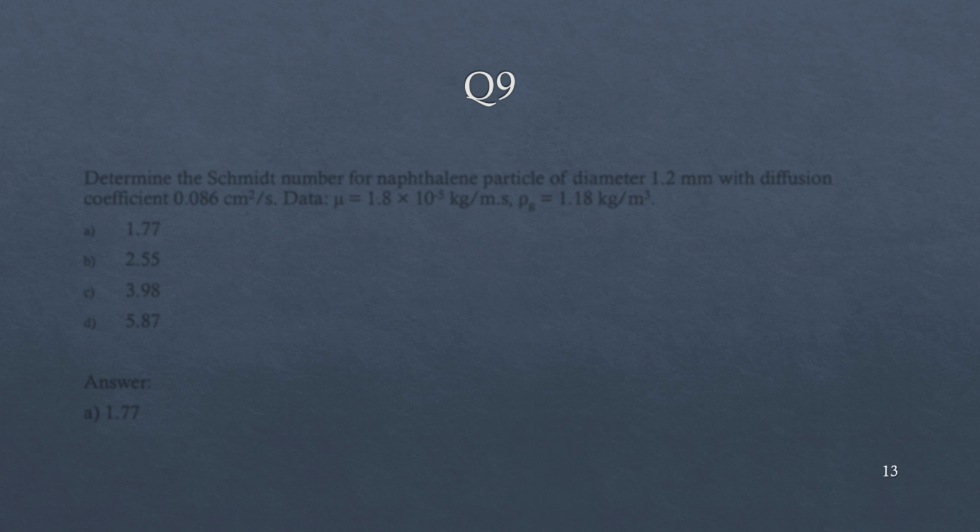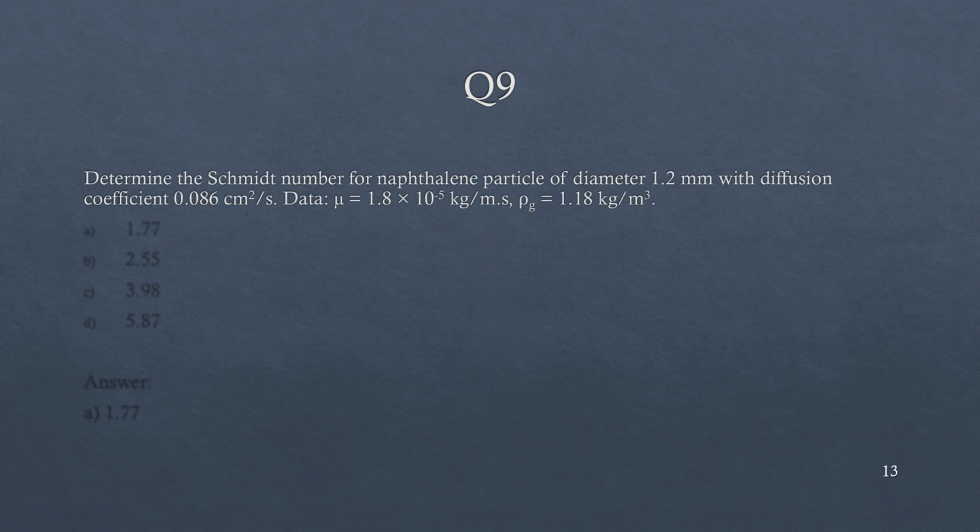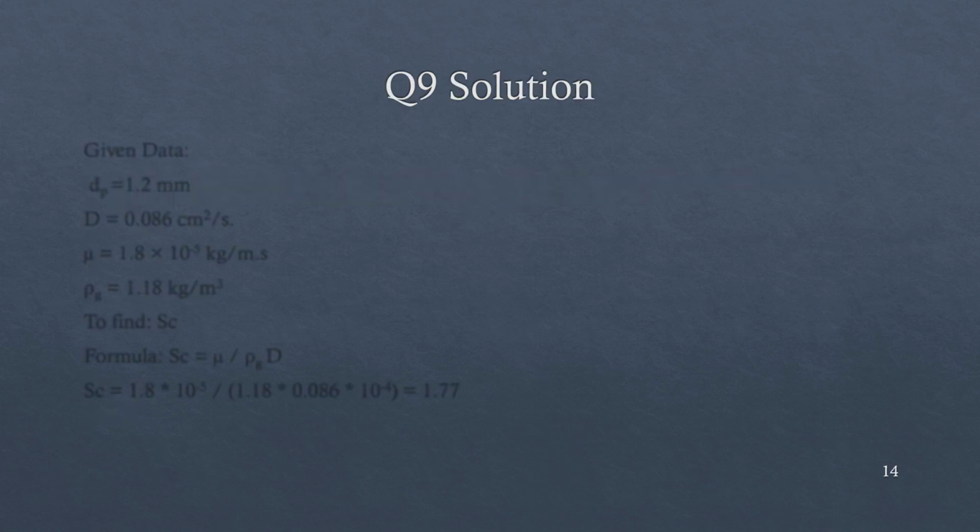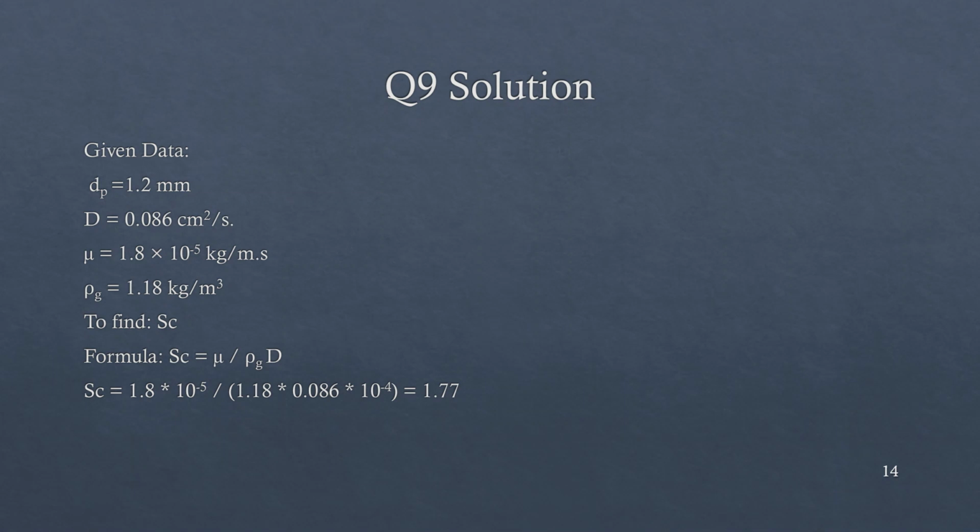And in the next question, we are asked to solve for the Schmidt's number. Schmidt's number is nothing but the ratio of kinematic viscosity to the diffusion coefficient. So in a similar way, it is mu by rho g into d, and we got the right answer.